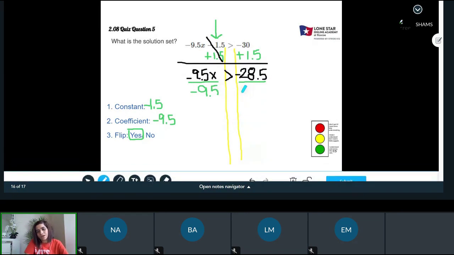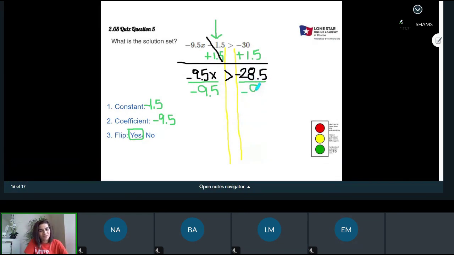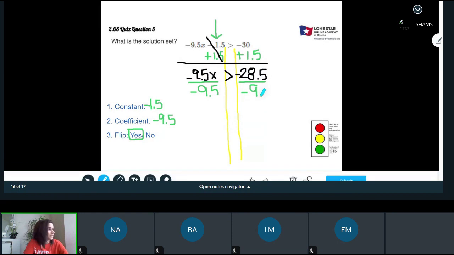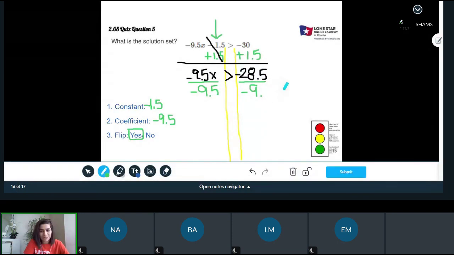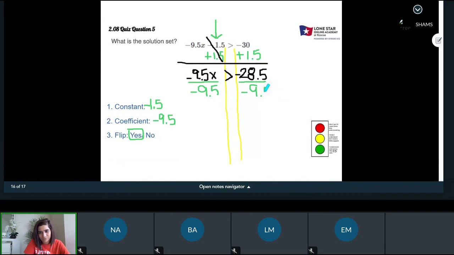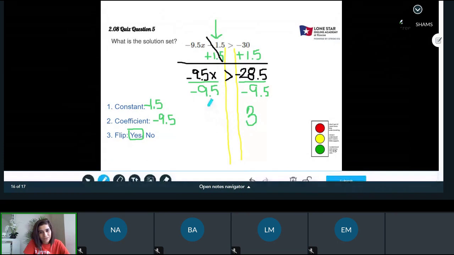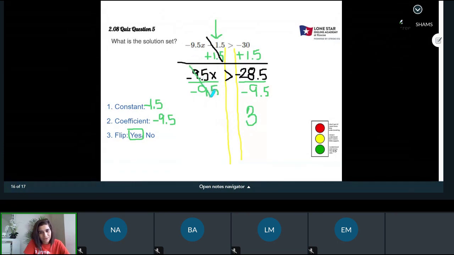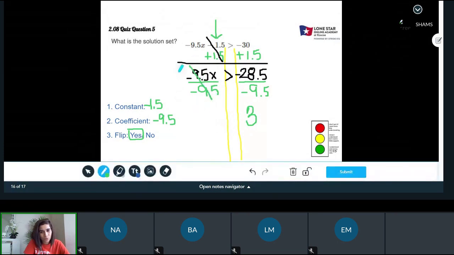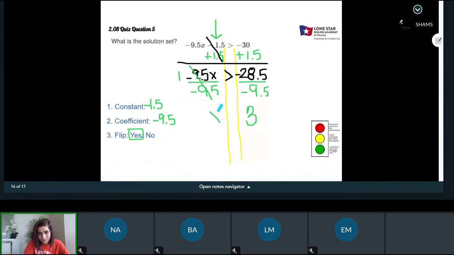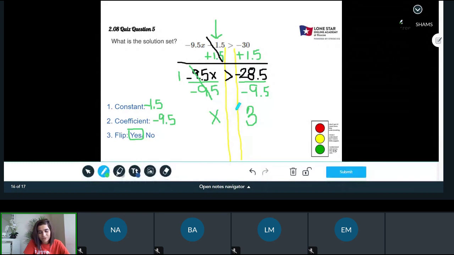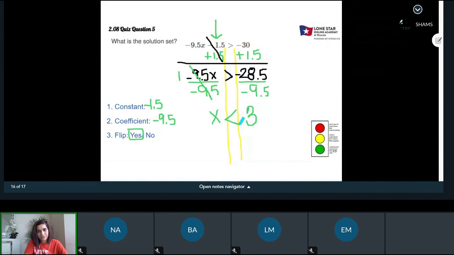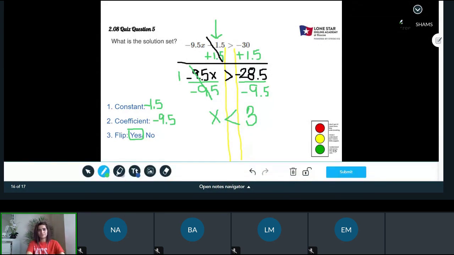And it was a pretty neat answer. 9.5 times 3 gave me 28.5. Very good, Angelina. A negative number divided by another negative number is positive. Here, negative 9.5x divided by negative 9.5 is 1. So on your left side, you are left with 1x. I flip the symbol. It becomes less than and 3.